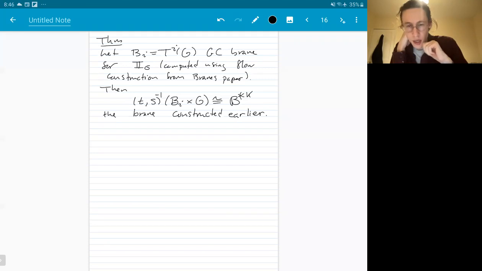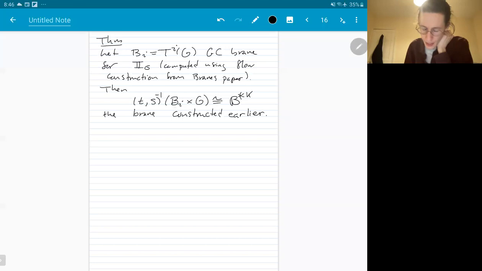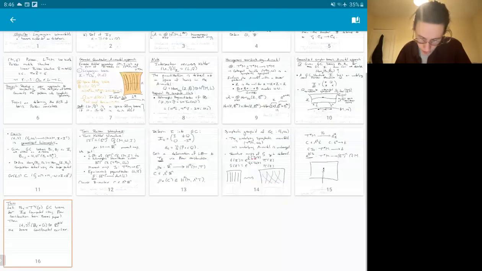And then if we want to get a brane in the A model of our groupoid, we should take this brane and combine it with another brane, which is just going to be the trivial one. And then we pull that back using this combination of the target and the source map. And that will give us an A brane in the groupoid, which is the cotangent bundle. And the theorem is that this is exactly the brane that we had in the first place, the one that we had constructed over here.